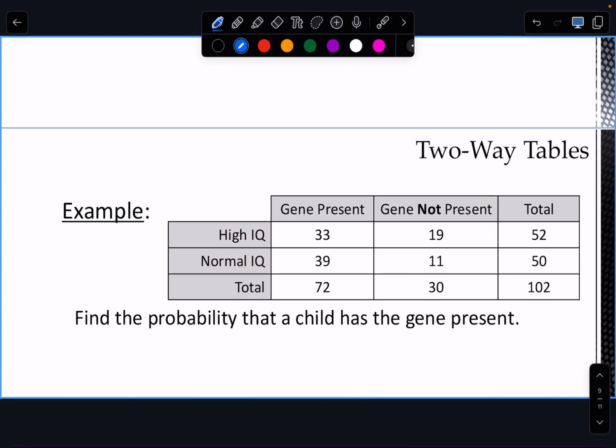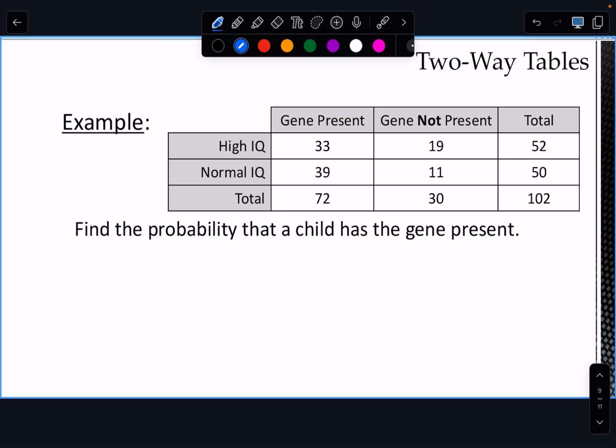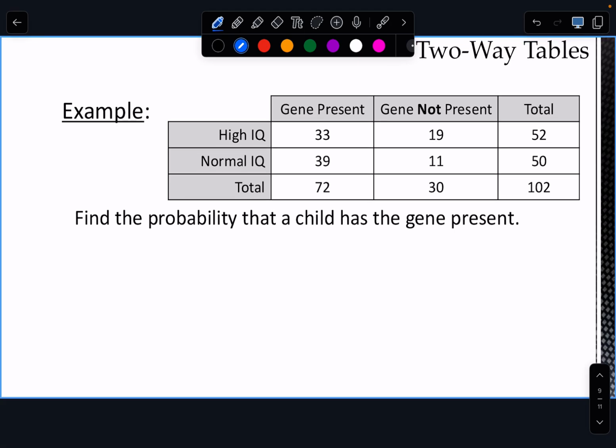So same example, this time they want to know the probability that the child has the gene present. So the probability that they have the gene, still selecting out of all kids, so out of all 102. What's my magic number for this one then? 72. And then I would take that and reduce, or plug it into my calculator to get the decimal answer.